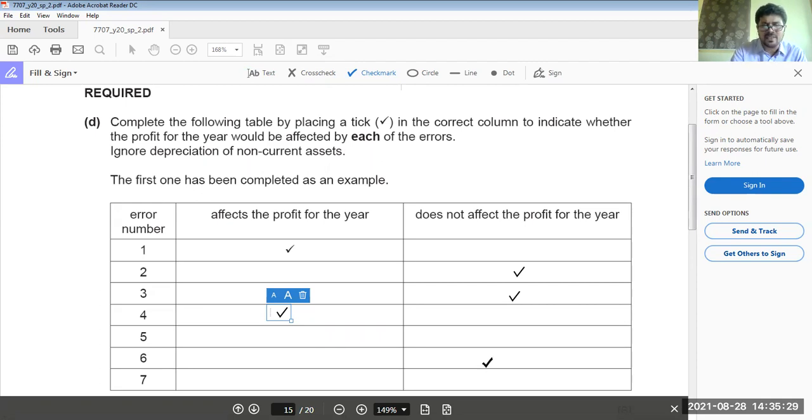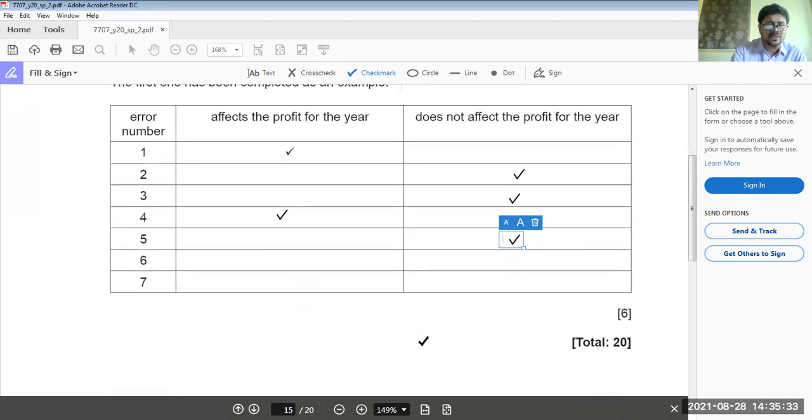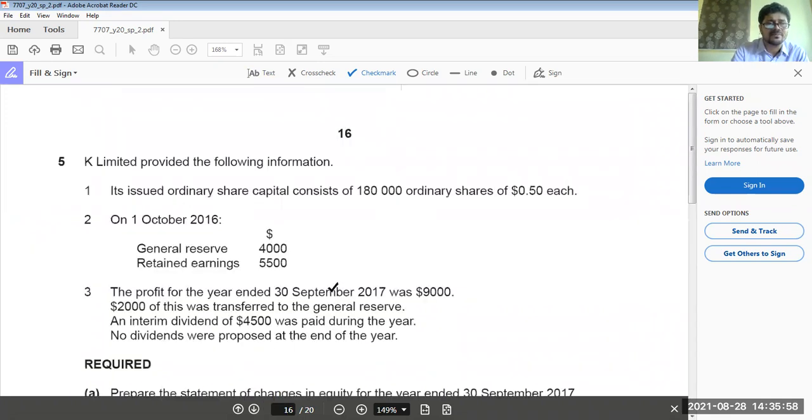Error number 5 has no effect on profits. It's about fixtures and supplies. Okay. Error number 6. The total of the discount allowed in the cash book. Yes, this is going to affect profit. Okay. Number 7. Stationery where 16 had been transferred to stationery account. Yes, it's going to affect, because this is an expense. Not recording, or omission, or any problem with an expense is going to affect the profit. Done? Okay, next, move to the next question.